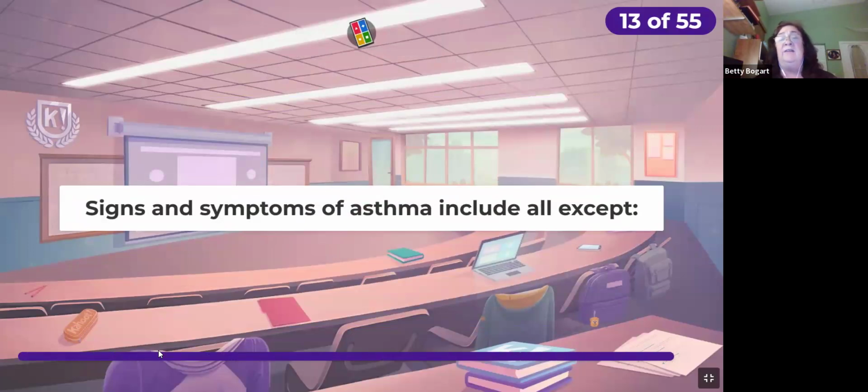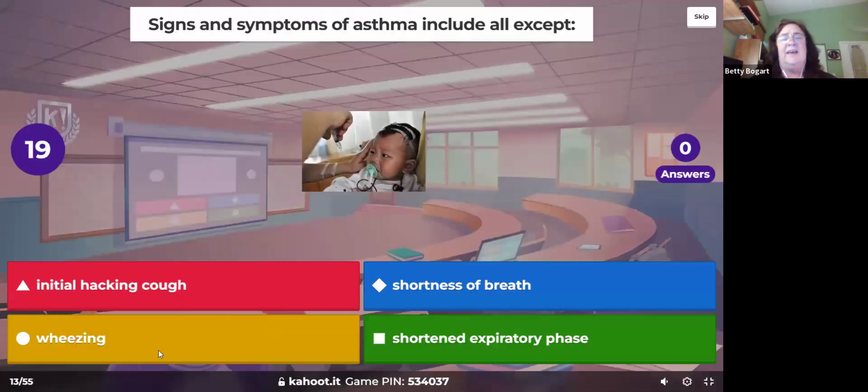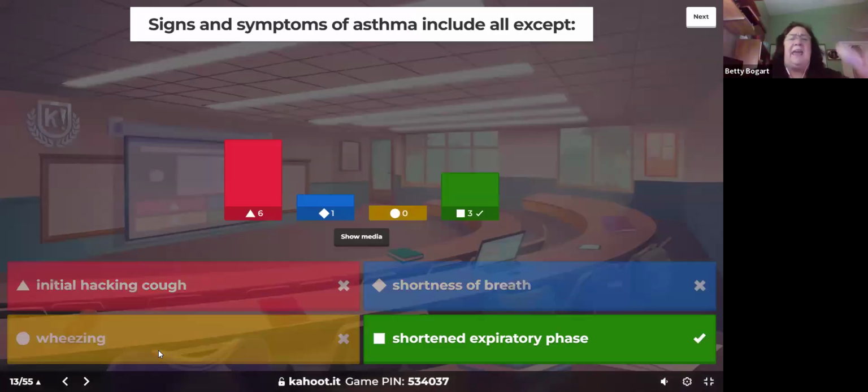Signs and symptoms of asthma include all except. Now remember, asthma is not upper airway, it's more lower. They can breathe in, but they can't breathe out. It swells up. Air can't come out. So they have a prolonged expiratory phase.